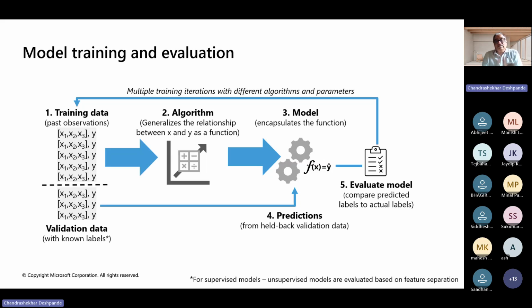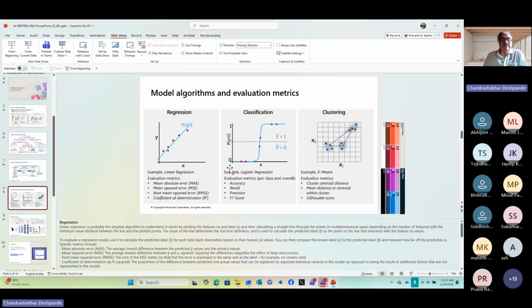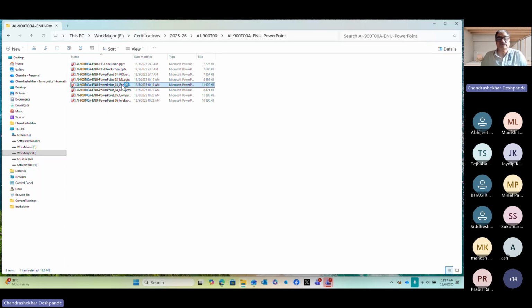So train the data, use the training data to train the algorithm, and thereby you will get the model. That's what I have explained to you. Regression, classification, clustering, different types of algorithms are there. I think it is time for me to go to the next section, and it's the generative AI section.